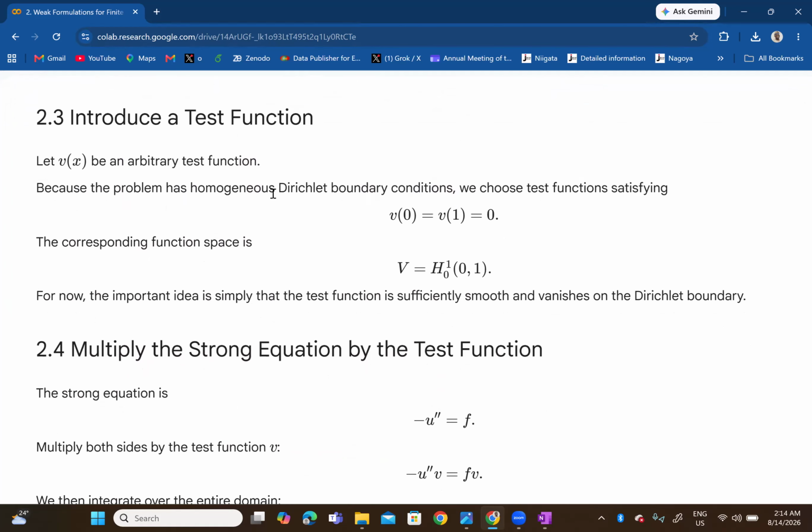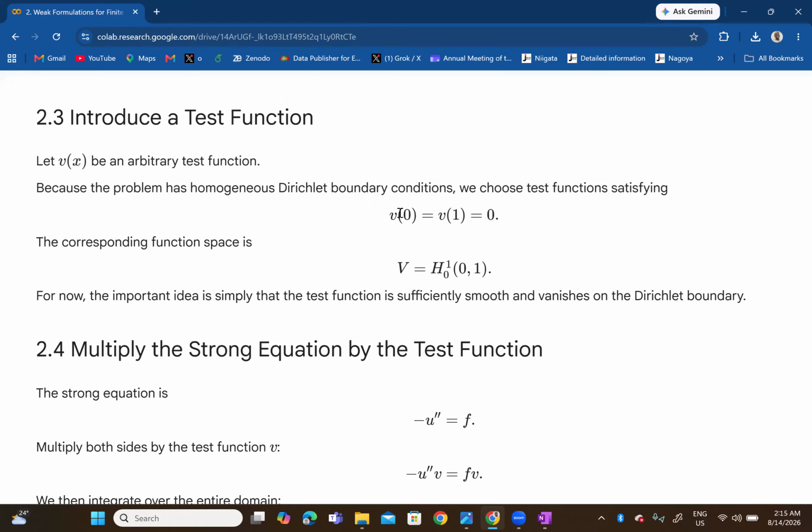Now, because the problem has homogeneous Dirichlet boundary conditions, we choose test functions satisfying v of 0 equals v of 1 equals 0. That means at both ends of the whole space, the beginning corresponds with the end, and they're both 0.